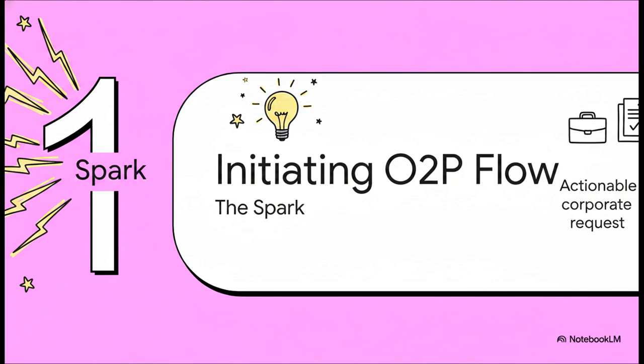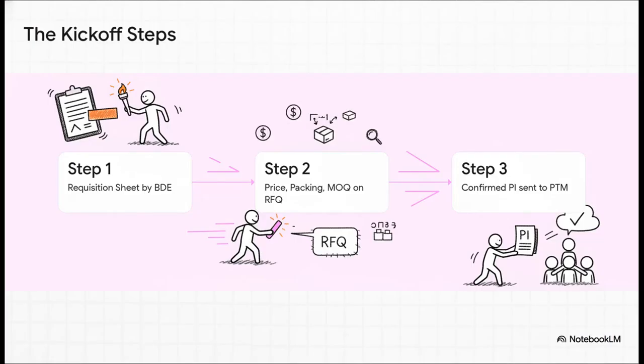All right, Section 1, Initiating the O2P Flow, the Spark. So, we kick things off with the first 3 critical steps, and let me tell you, this is a rapid-fire handoff. Step 1 starts with the BDE creating the requisition sheet with all the specs. Then, they instantly pass the baton to the purchase executive for Step 2, who has to figure out the price, packing details, and the minimum order quantity on a request for quotation.